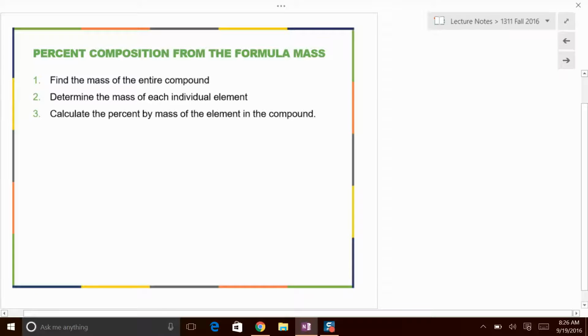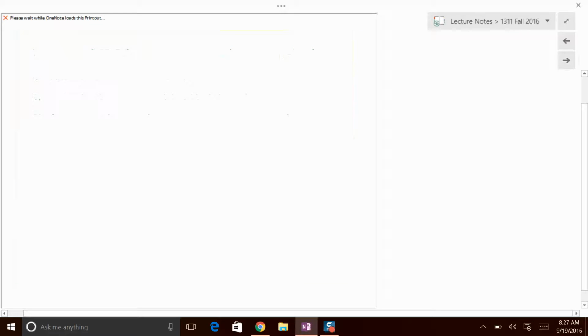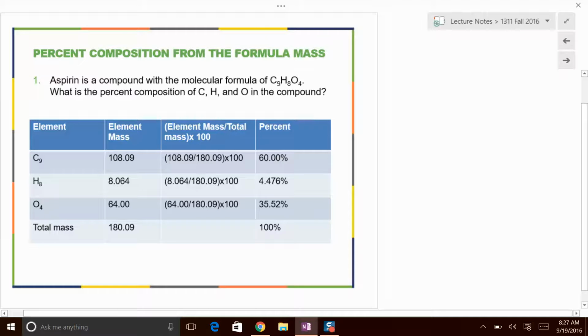Okay, so now how do we do it if they gave us the formula mass? What should be the percent composition of the elements in that formula? We're going to find the mass of the entire compound, and then determine the mass of each individual element, and then calculate the percent by mass of the elements in the compound.